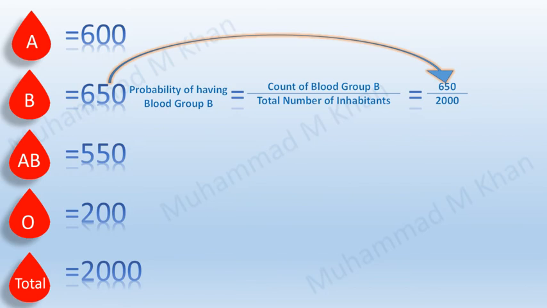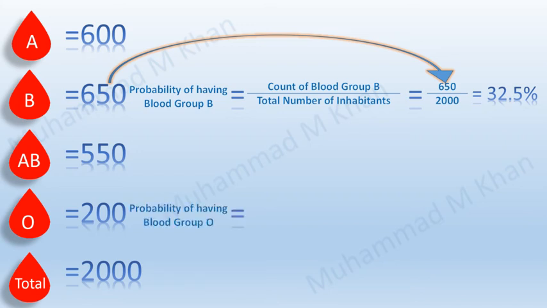So 650 divided by 2000 gives us 32.5%, which means that if 100 people are selected from this sample of 2000 people, then there are 32.5 chances, or 32.5 people will be having blood group B.